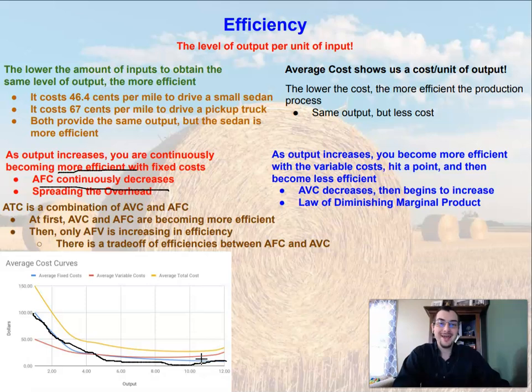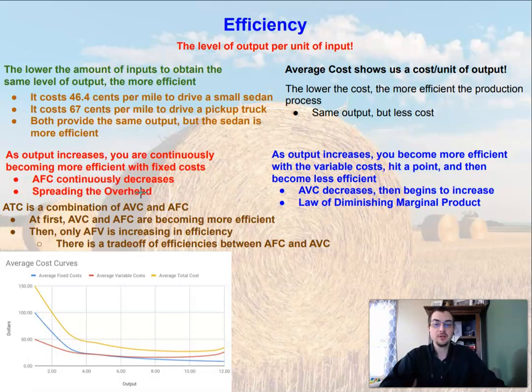Well, why is that? It's because you have this fixed number, this solid number, the one number that doesn't change for your fixed cost. And as you produce more, as your output increases, you're actually doing what's known as spreading the overhead. You take that standard fixed cost and spread it out over more units of output, and you're going to spread that overhead out.